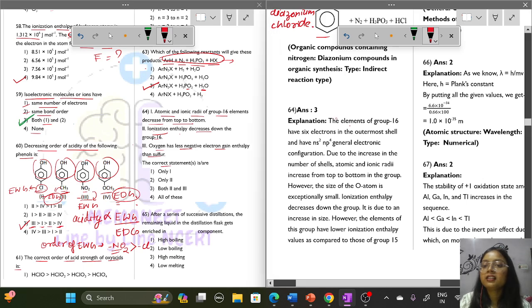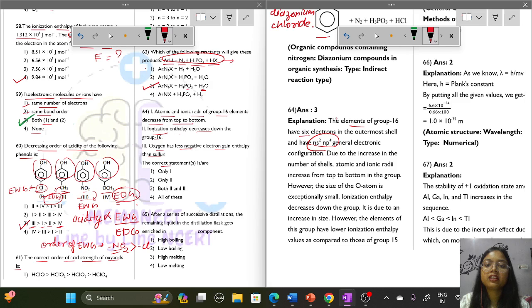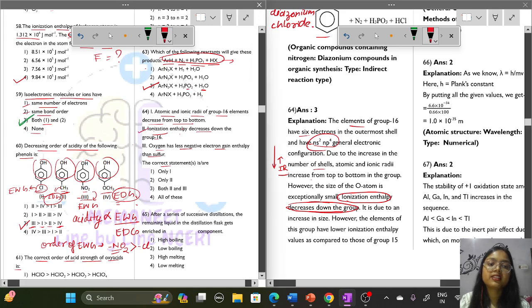So let's read the answer. The elements of group 16 have 6 electrons in the outermost shell and have this electronic configuration. When we increase the number of shells, what will be the trend of atomic and ionic radii? It will increase from top to bottom. On going from top to bottom, the ionic radii will increase. However, the size of the oxygen atom is exceptionally small. Ionization enthalpy decreases down the group. So ionization enthalpy decreases down group 16, and the second one is true.